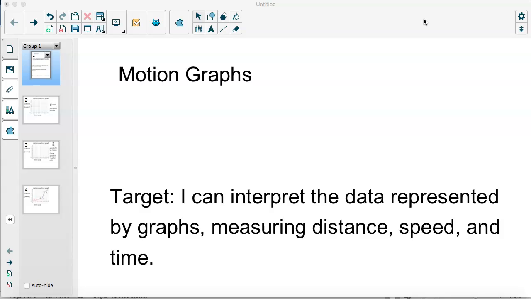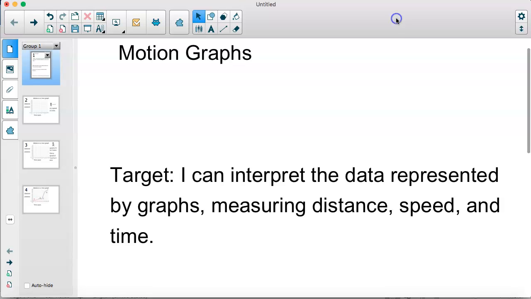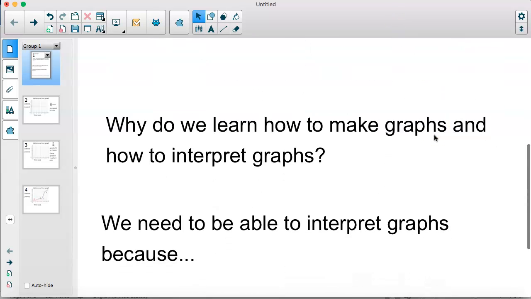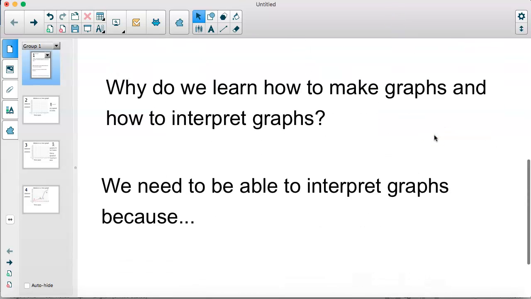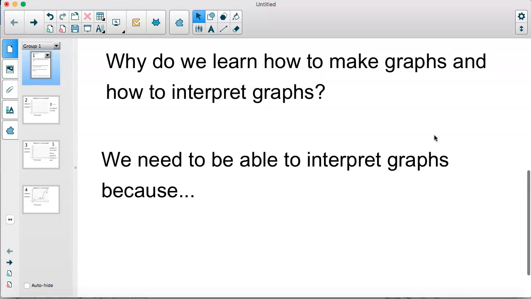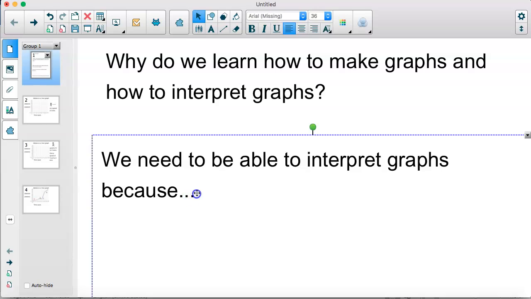Before we really get into today's target and the meat of this lesson, I always think it's important to talk about why. Why are we learning about graphs? What makes graphs so important? Why are we learning how to interpret graphs? Since interpreting graphs is today's target, that's the question I want to start with: why do we need to be able to do this? I don't know. What do you think? Why do we need to be able to interpret graphs?